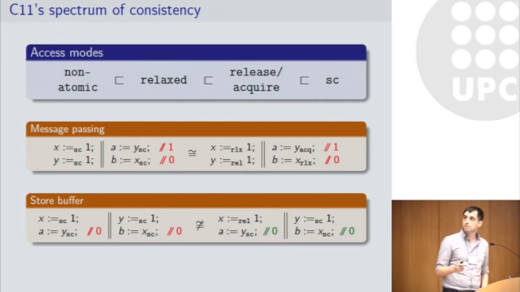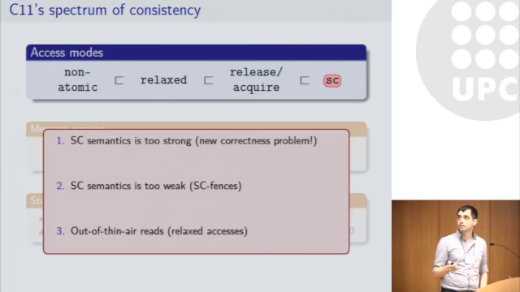So this work is mainly concerned with this part of the model, the SC accesses, which seems simple but in connection with the others is actually quite complicated. First we observe that SC semantics in C11 is too strong, and this is a new correctness problem in the specification. There were proofs or claimed proofs for the correctness of compilation of C11, and this is wrong because the specification is too strong.